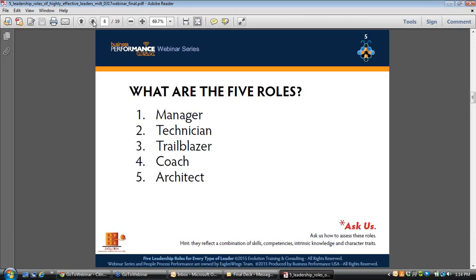And what we find is that at certain times, each one of these roles needs to be played by anyone who's in a leadership position. Once again, I don't care if you're in the C-suite, down to the front lines. These 5 essential elements are really what separate great leaders from the ordinary. So let's go through each one of them, okay?